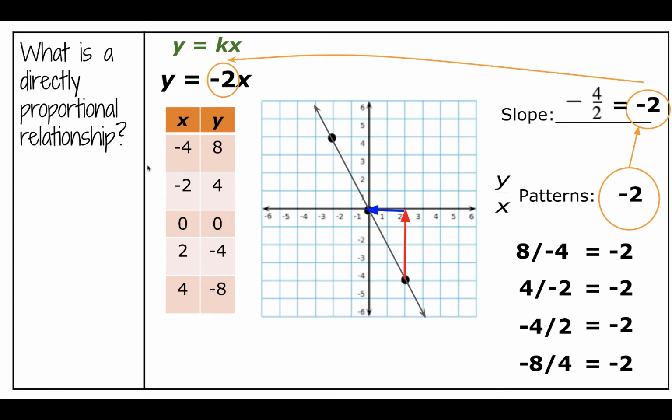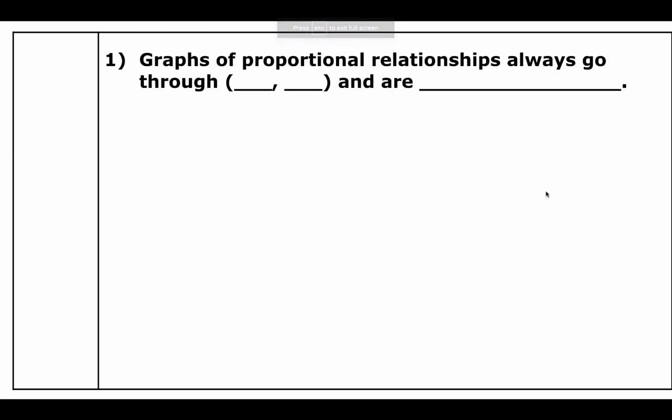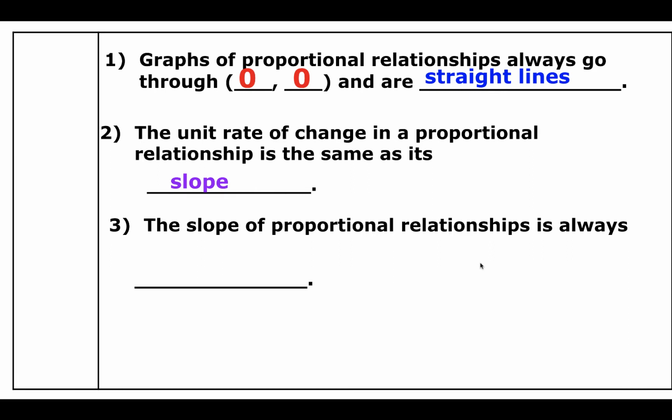Let's put all of this together. We've seen it in pictures. We've worked through it. Now let's summarize with words. Go to the next chunk in your notes. Graphs of proportional relationships always go through the origin, so (0, 0), and are straight lines. We talked about that yesterday. And in the previous week, we learned that the unit rate of change in a proportional relationship is the same as its slope. We reviewed that yesterday, and we've done it today as well.